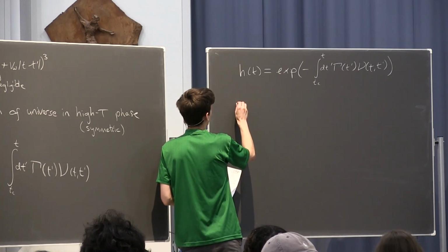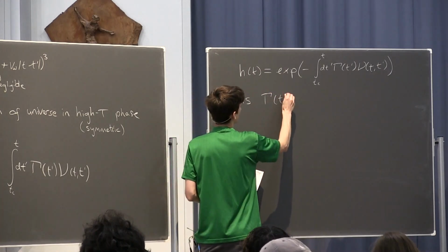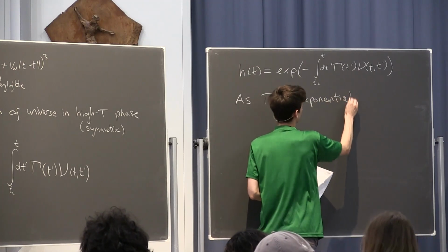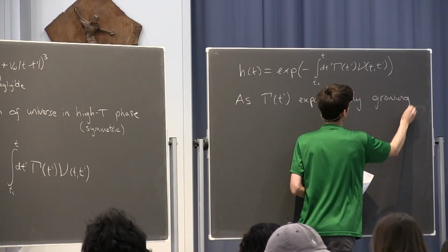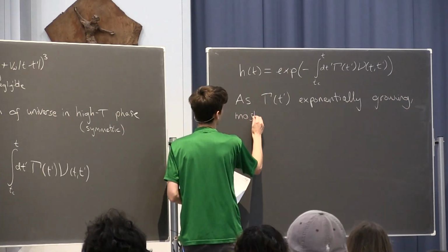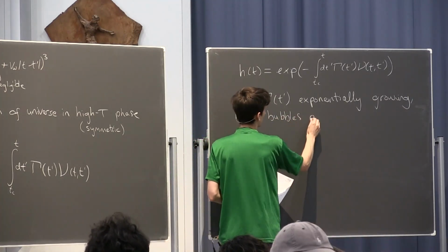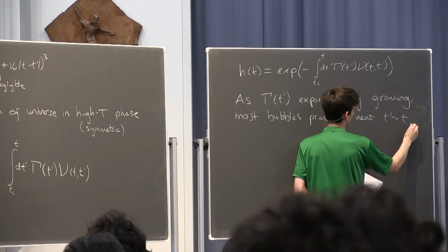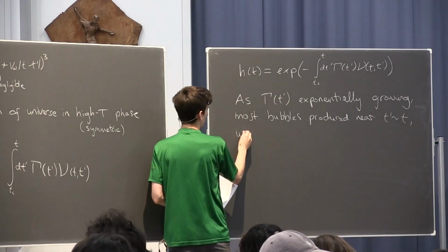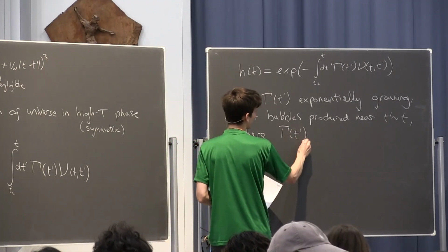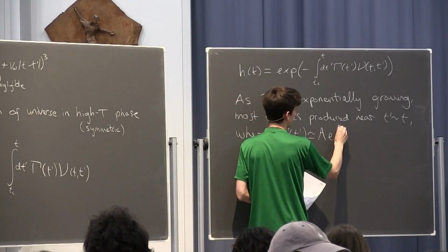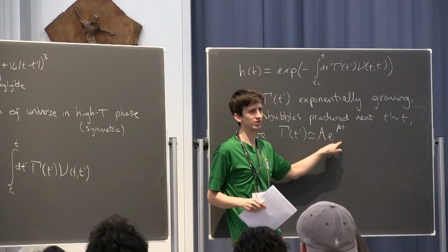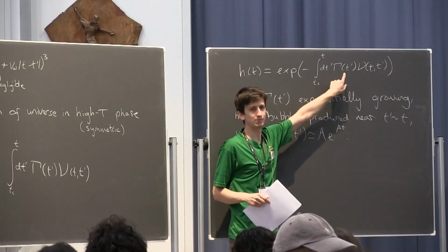So as gamma of T prime is exponentially growing, most bubbles are produced near T dashed equal to T. And near that point, we can approximate gamma of T dashed by A e to the beta T. That's because we're only going to need this upper limit, and near the upper limit, it's going to have some non-zero slope, and this is just the slope of the exponent near that upper limit.